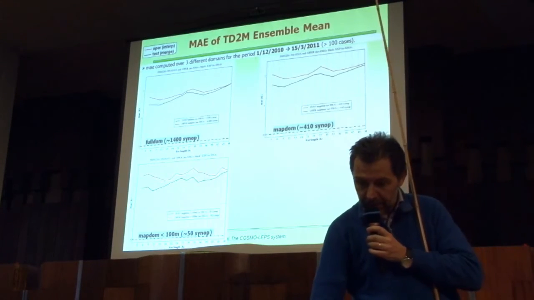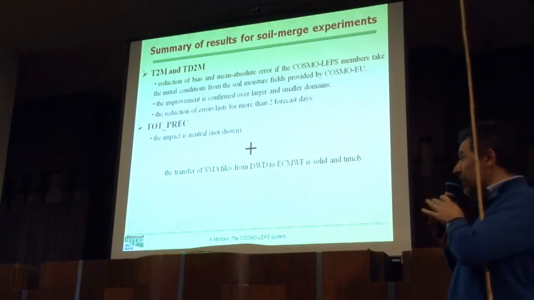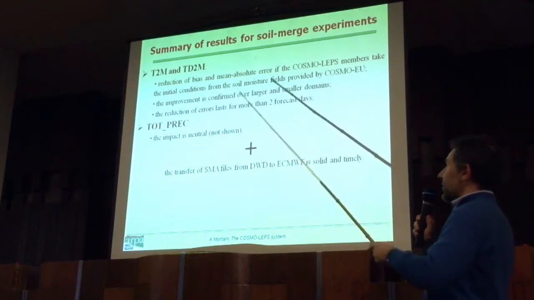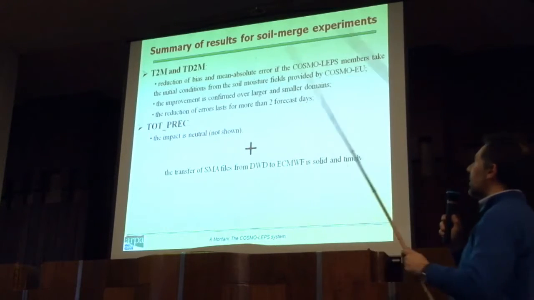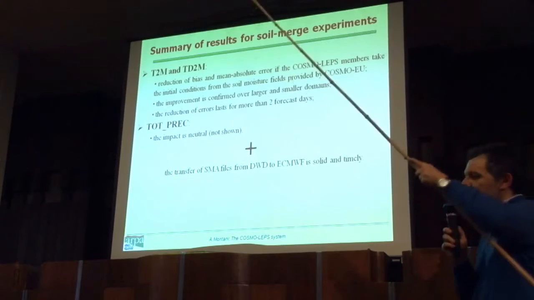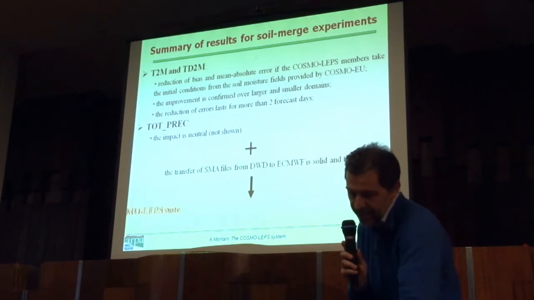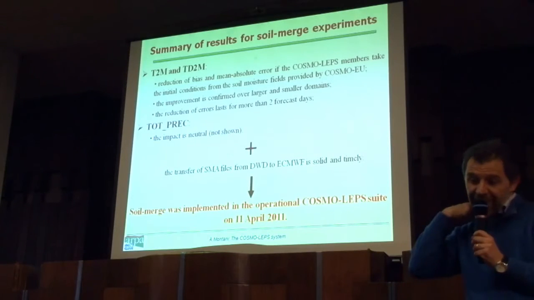So we skip this. We also noticed that the impact on precipitation was neutral. The transfer of the file from DVD to SNBF was solid, timely, and working fine. And eventually we implemented the system on the 11th of April.